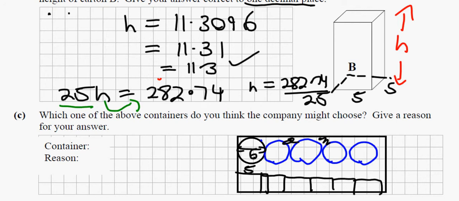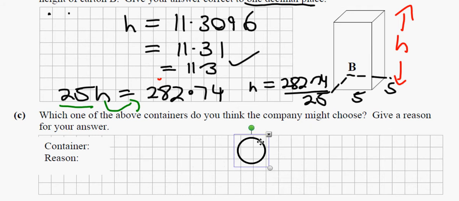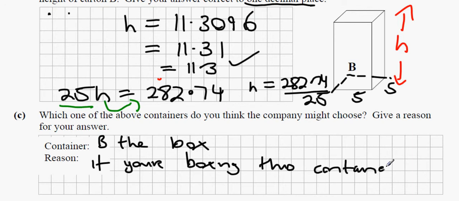So what we can also write down for this answer: you can argue both ways. To be frank, you can do a height argument, or you can do a space argument. So container B, the box. Reason: if you're shipping or boxing this container in boxes, it uses the space more efficiently.